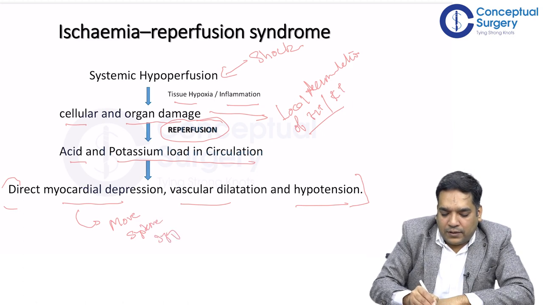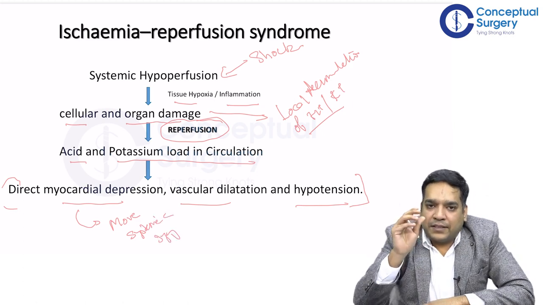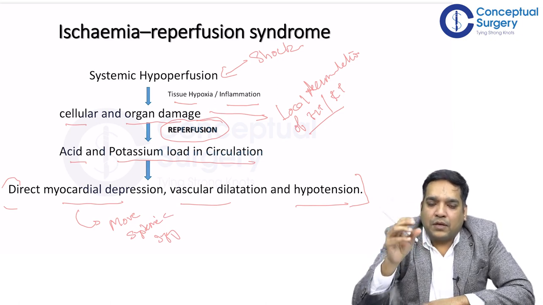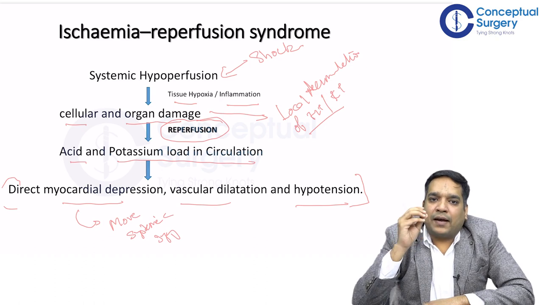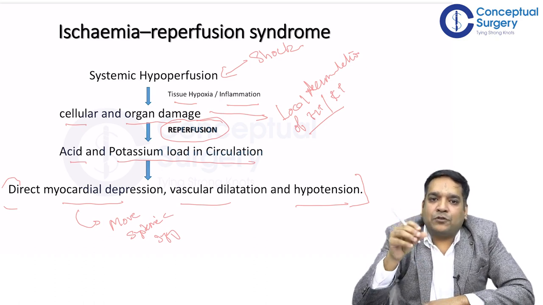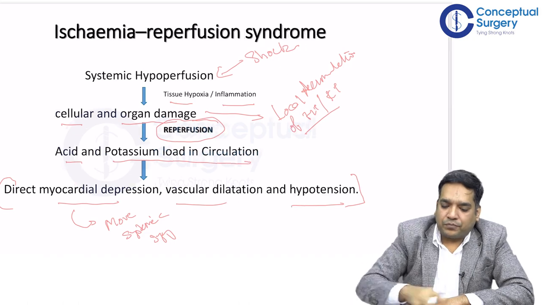right? So, the injury at first instance was local. There was some tissue which was hypoperfused. But their load entered the circulation, potassium and hydrogen. So, that leads to systemic damage in the form of myocardial depression, vascular dilatation and hypotension.